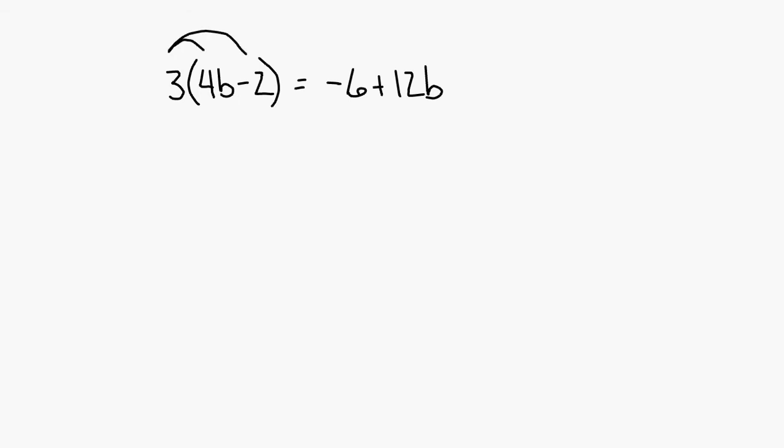If you were to see a problem like 3 times 4b minus 2 is equal to negative 6 plus 12b, if you did the distributive property first on the left hand side, 3 times 4b is 12b, and then 3 times negative 2 is negative 6. And on the right hand side, you have negative 6 plus 12b.